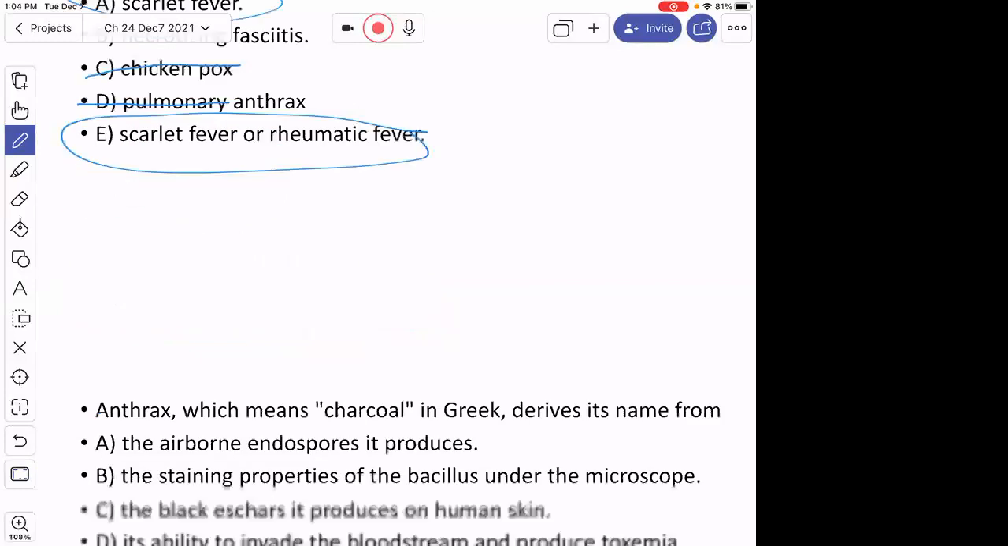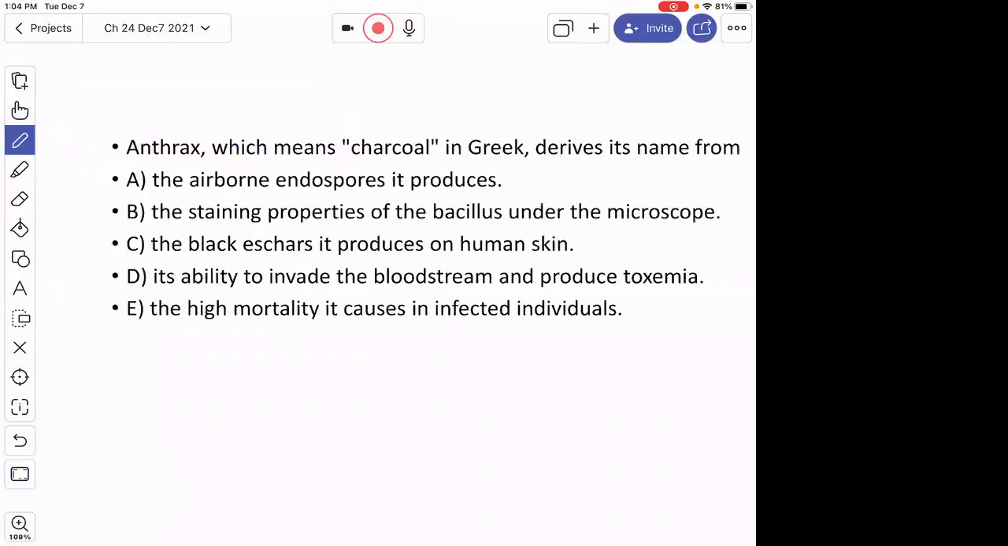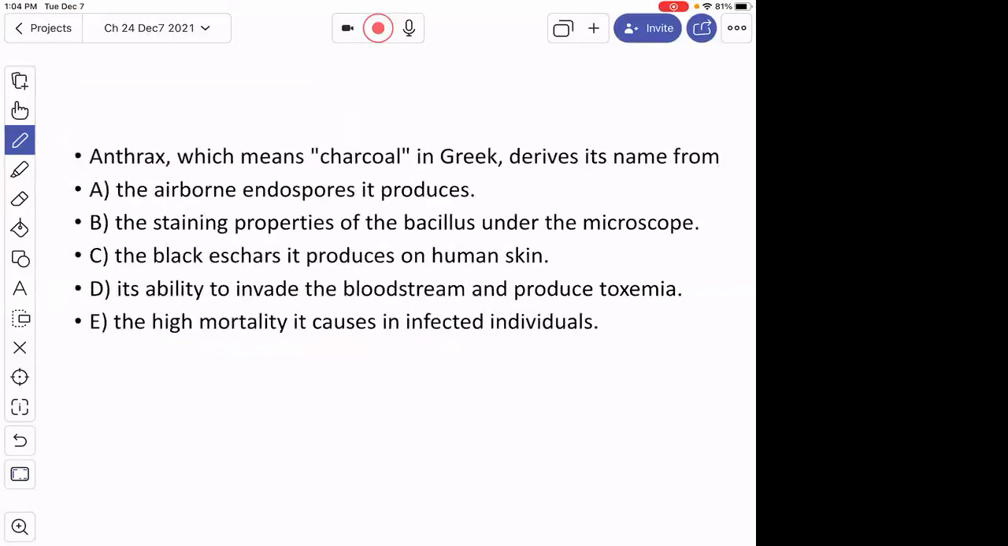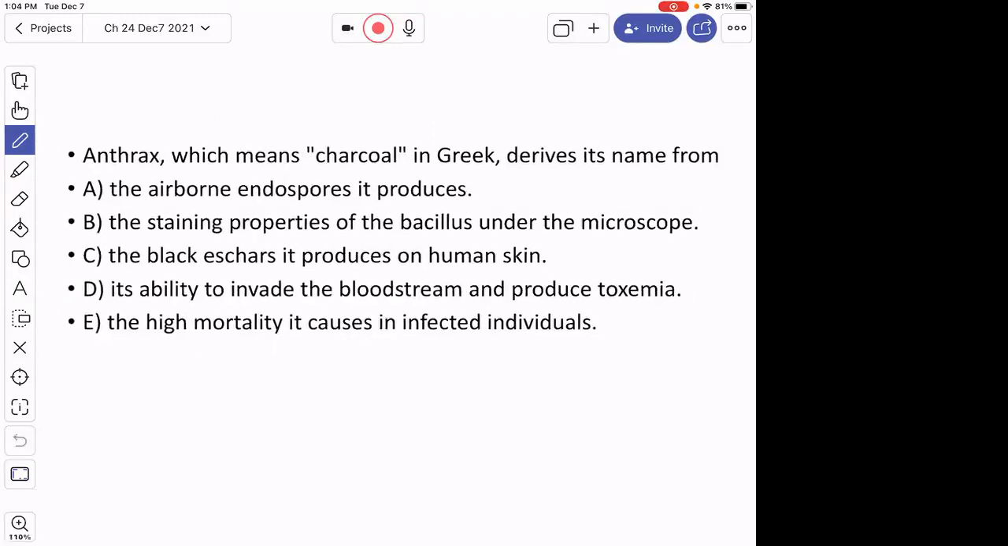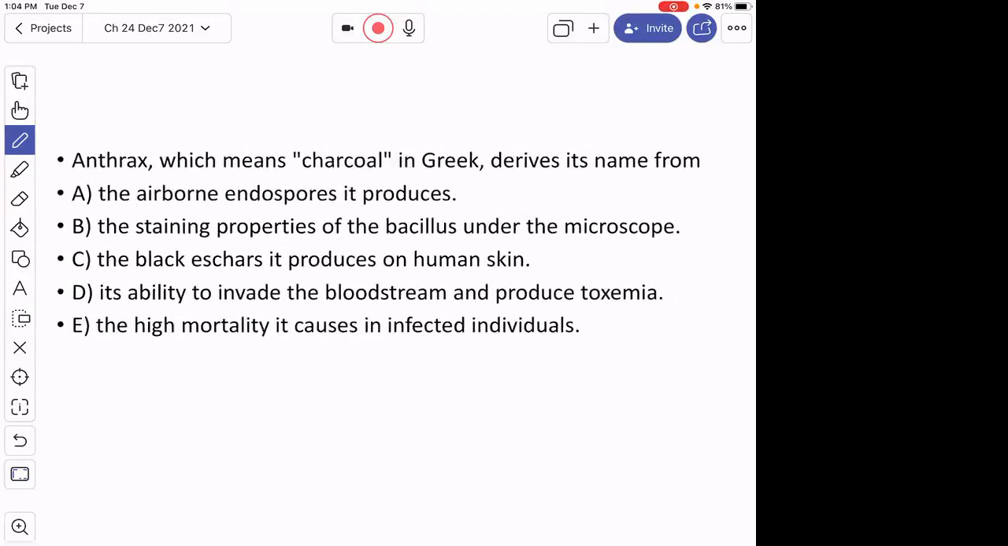A couple more. Okay, anthrax question. I did not know this till I came across this question. Again, not one that I wrote myself. Anthrax, which means charcoal in Greek, derives its name from what? All right, I'll give you a minute to read over that.